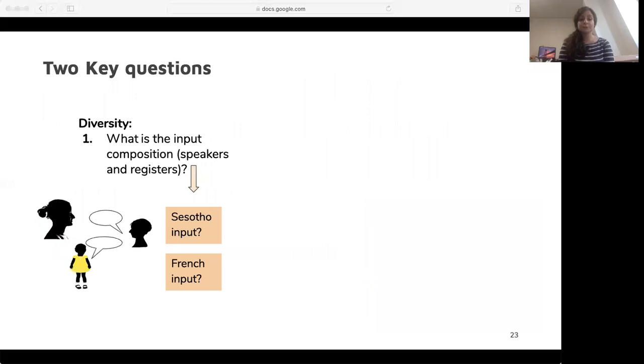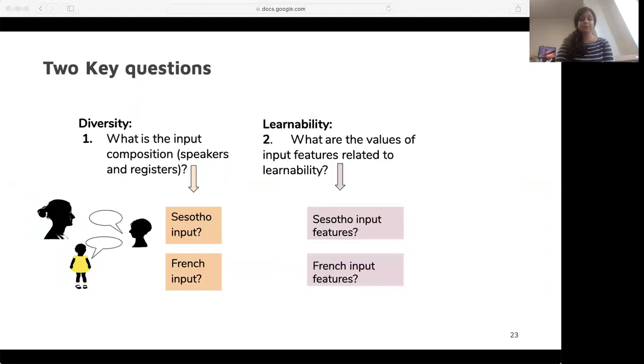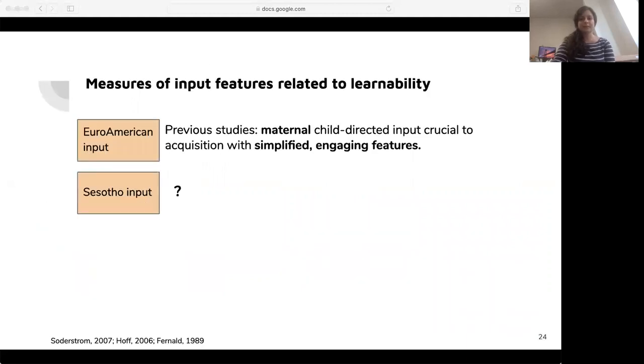This study has 2 key questions. For both cultures, we do a descriptive analysis of diversity by asking who is the speaker and what are the registers. We also take a first step into studying learnability by asking about the values of input features which are related to learnability. But what are the input features related to learnability?